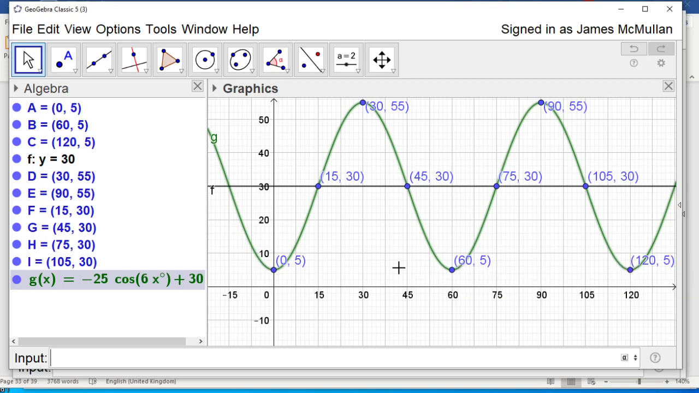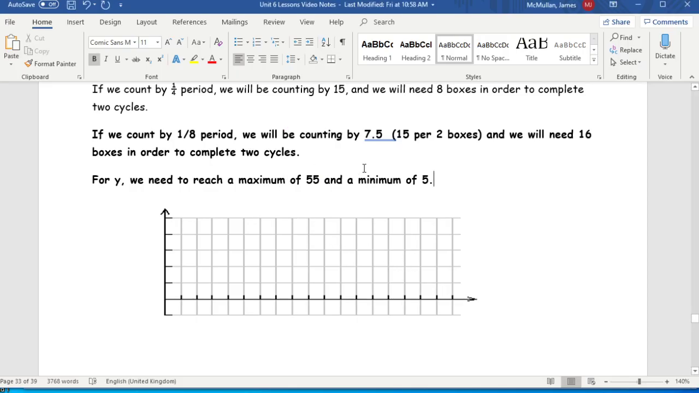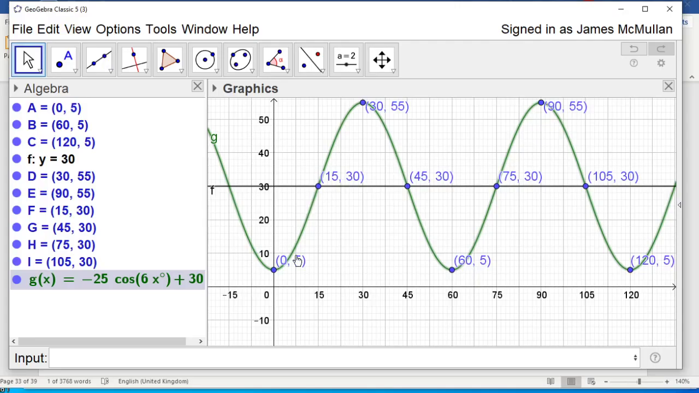Halfway between each min is a max, so halfway between 60 and 120 is 90. Halfway between 0 and 60 is 30. And then halfway between each min and max, it has to go through the axis. So you just draw all the points at the axis. Notice, if you count by a quarter period or an eighth of a period, then everything will line up nicely with a value that you've labeled.